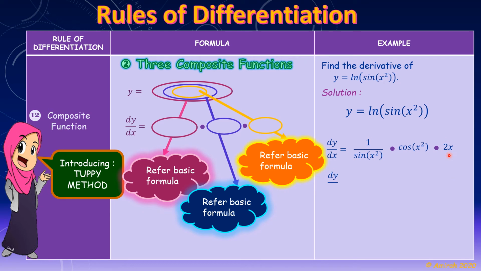After that, we have 2x cos x squared over sin x squared. And we can simplify cos x squared over sin x squared. The final answer is 2x cot x squared.